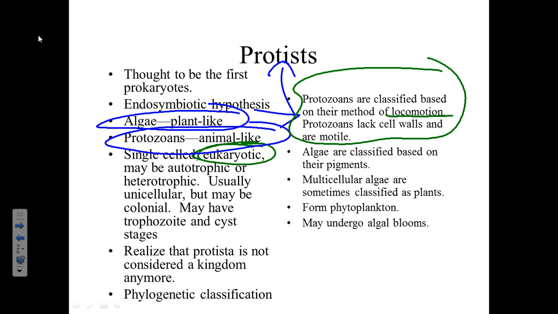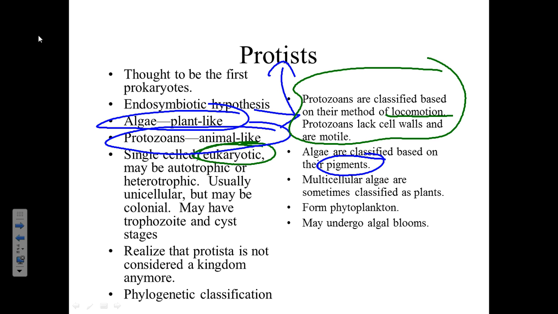Alright, back to what I was saying. They're grouped based on how they move. The protozoans usually don't have cell walls, but they can move. They're motile. The algae, on the other hand, are grouped based on the pigments that they have.